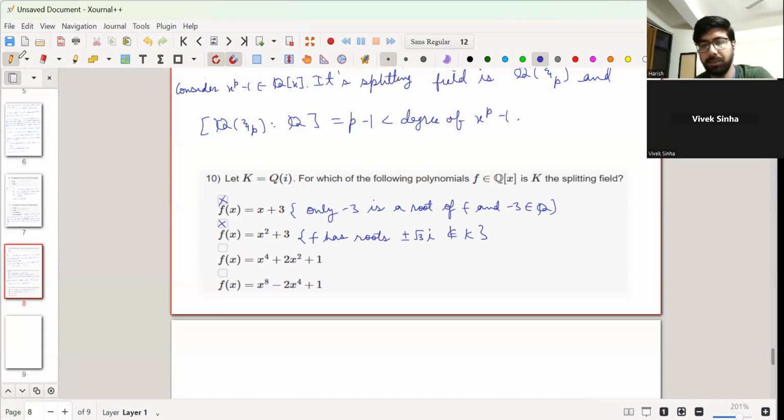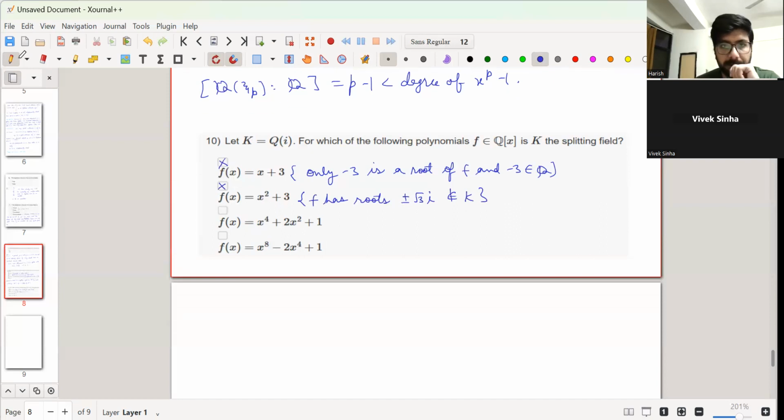f(x) equal to x to the four plus 2x square plus 1. This is the same as x square plus 1, whole square. This is correct because it has repeated roots: i, i, minus i, and minus i. Four roots are there, and all of them are inside K.